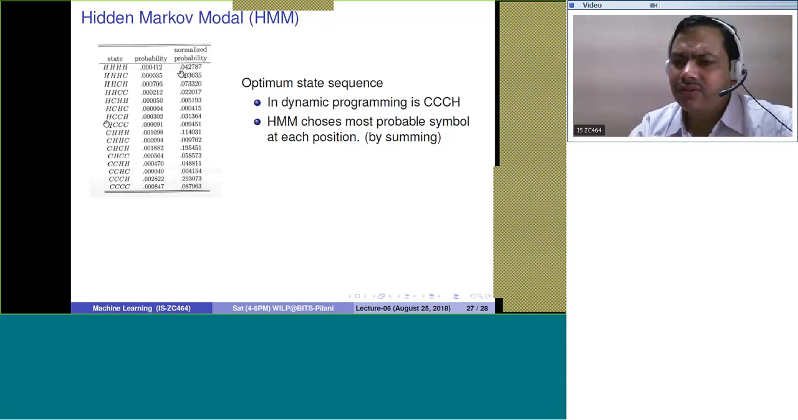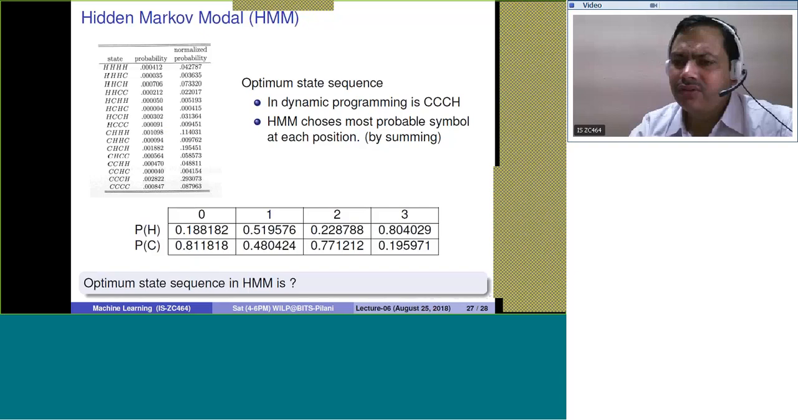So you just find out, because at these places the first day is hot, and at these places the first day is cold. You find the summation of these numbers and the summation of the numbers above, and try to see which is greater. If you find the summation of these numbers, it comes out to 0.18, and the summation of the bottom ones comes out to 0.88.